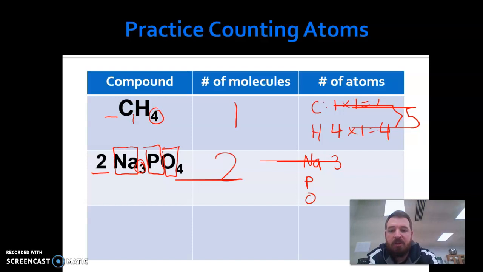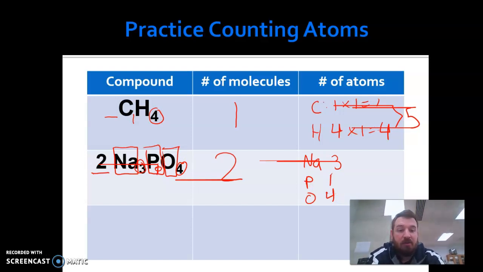All right, when I'm looking at P for phosphorus, I don't see a subscript there. So if you don't see a subscript, we're going to assume that is the number 1. If there were none, it just wouldn't be there. And for oxygen, we have the subscript 4, so we have 4 oxygen atoms in this molecule.